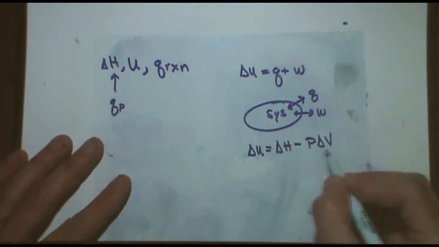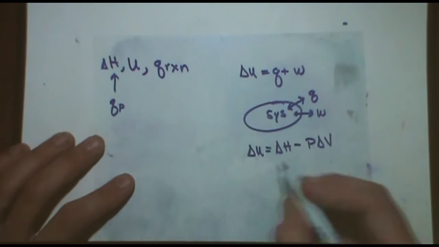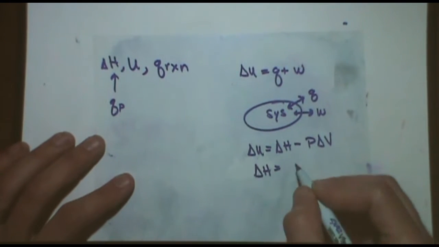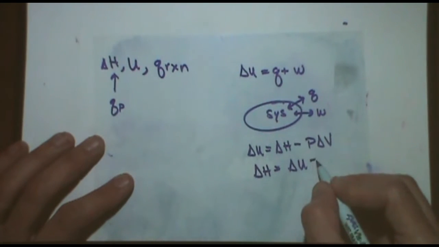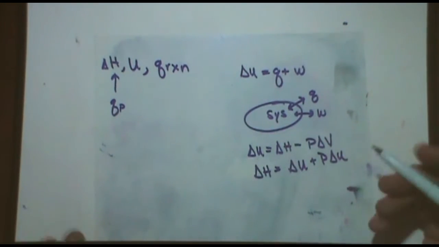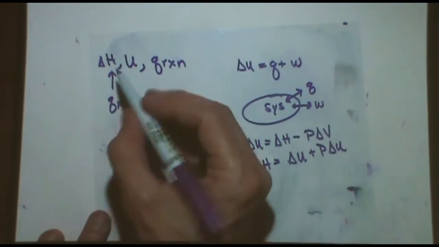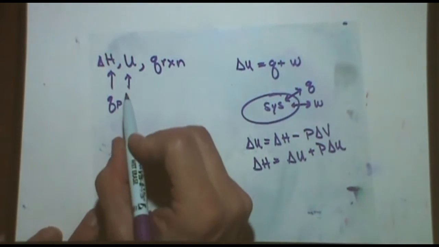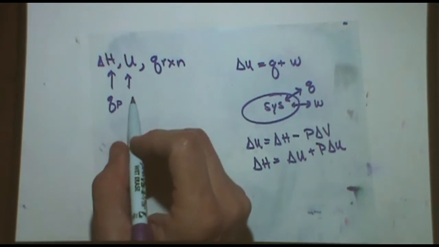So I put the work term in, P delta V, and got the delta H. If I solve for the delta H, this is another way you could represent what delta H is in terms of other variables. The internal energy, U, would be like the total energy. Another way to say the total energy.